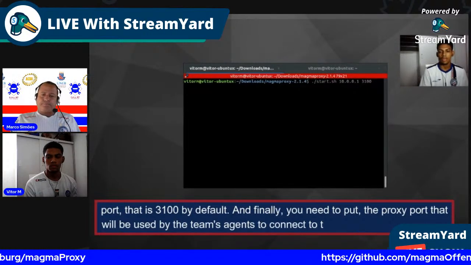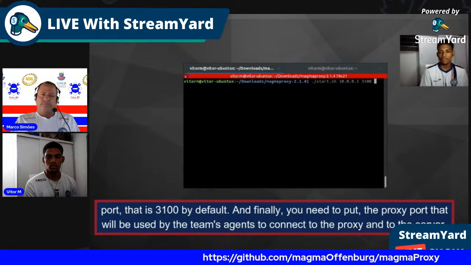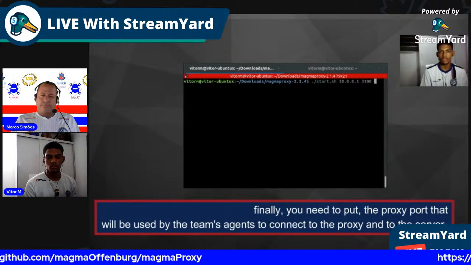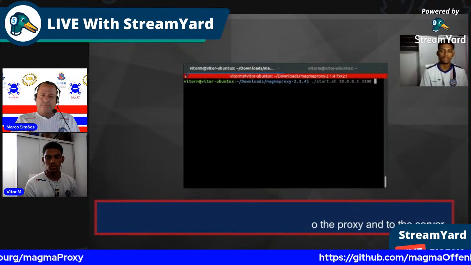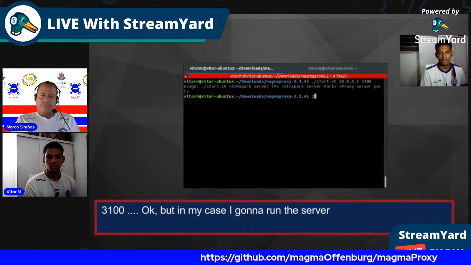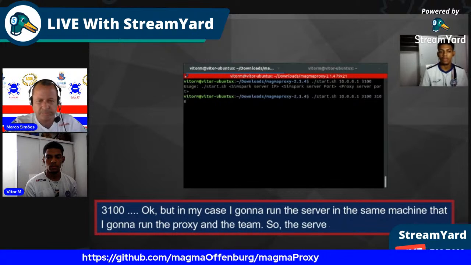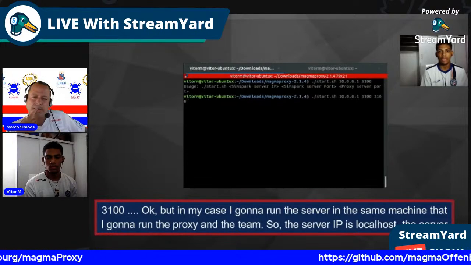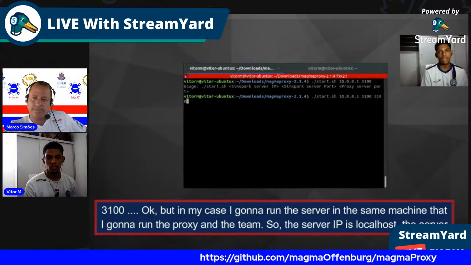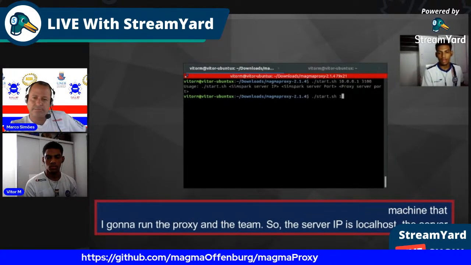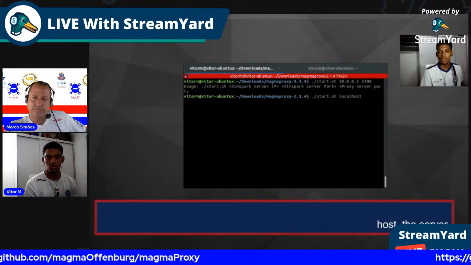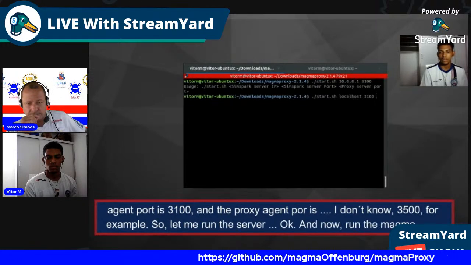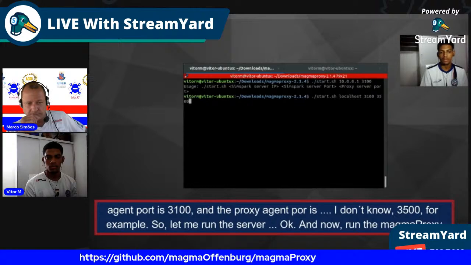by default, and finally you need to put the proxy port that will be used by the team's agent to connect to the proxy and to the server. But in my case, I'm going to run the server on the same machine that I'm going to run the proxy and the team. So the server IP is localhost, the server agent port is 3100, and the proxy server port is, I don't know, 3500, for example.